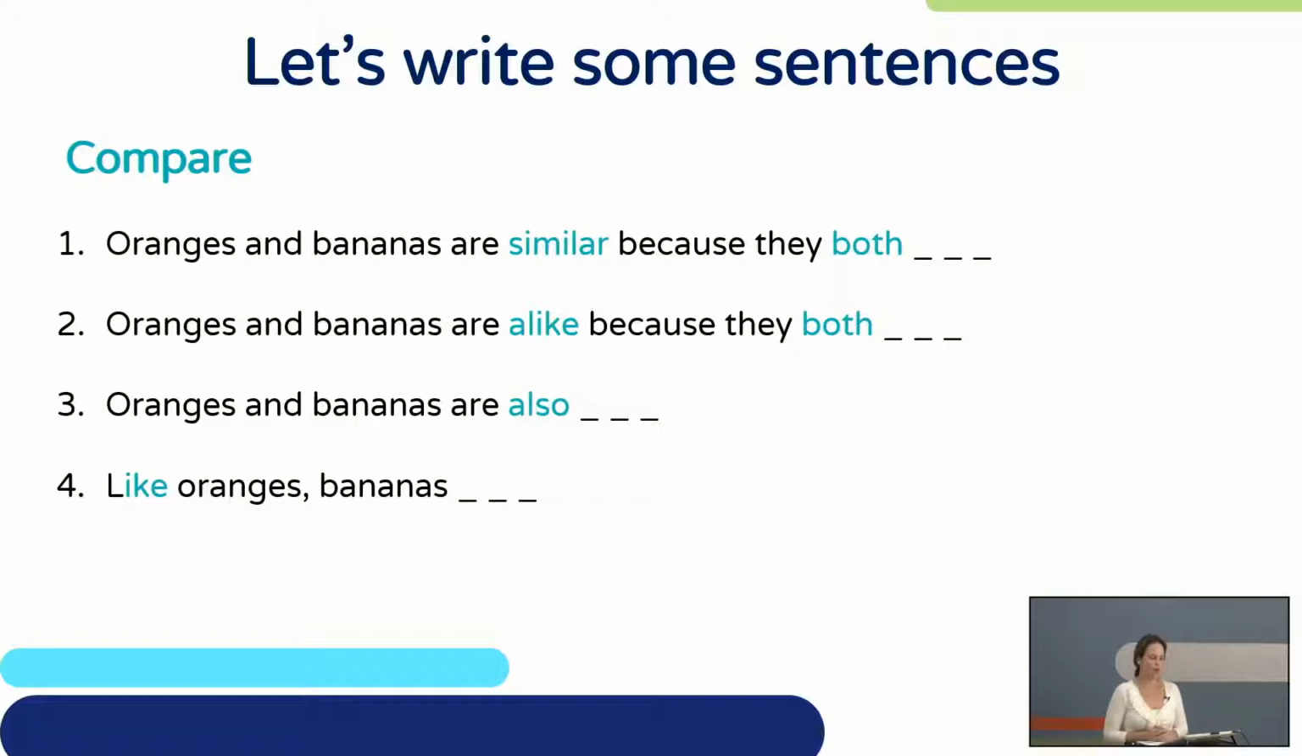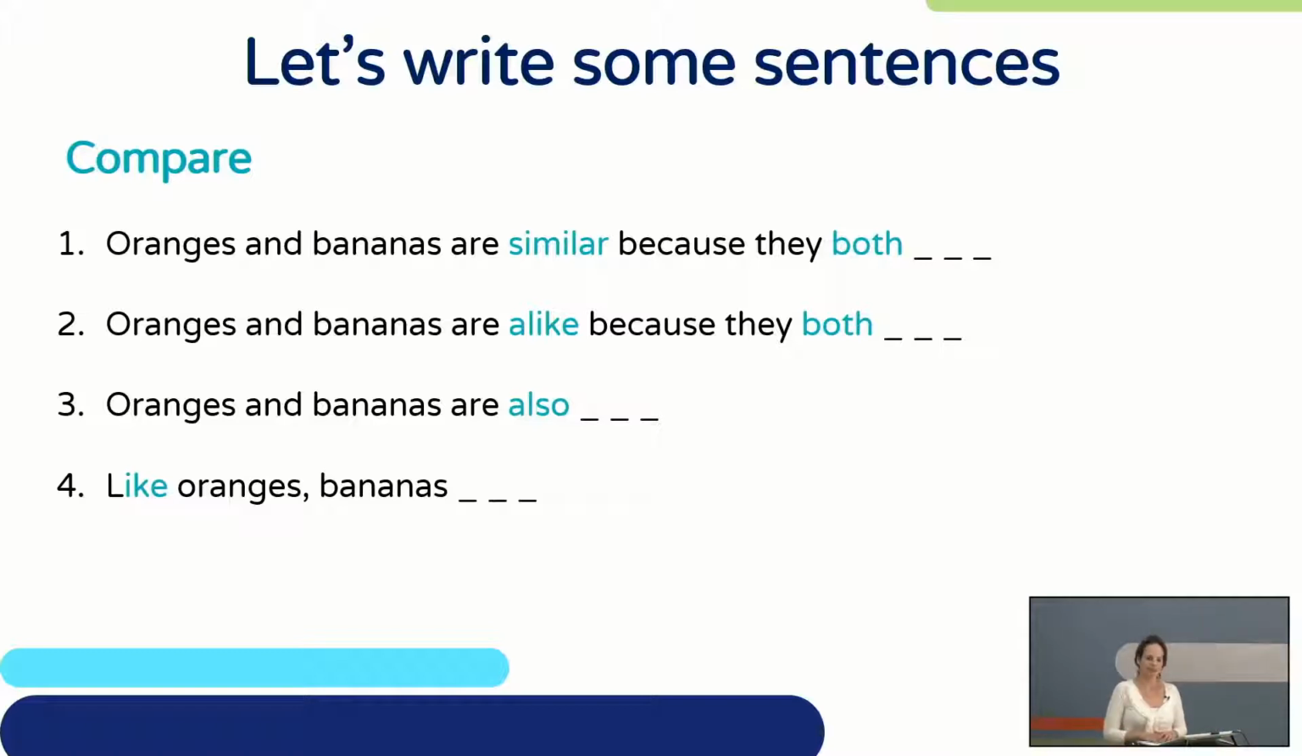Number 2, oranges and bananas are alike because they both... Okay, guys, think and write your answer. Number 3, oranges and bananas are also... Okay, write down a possible answer for what you think could be the completion to the sentence. And the last sentence that I have written here is, like oranges, bananas... Okay, take your time, write your answers.